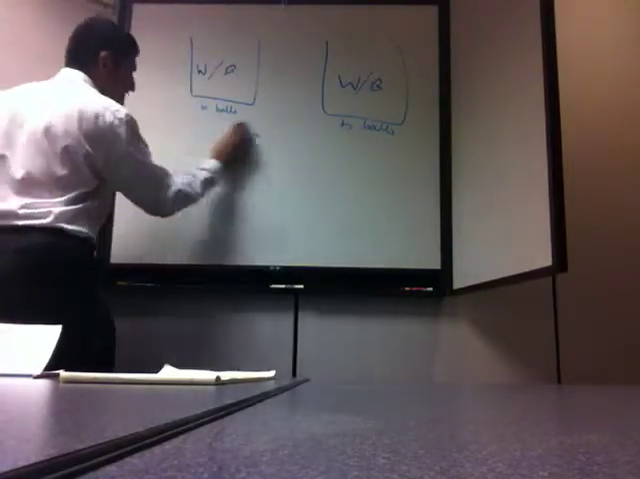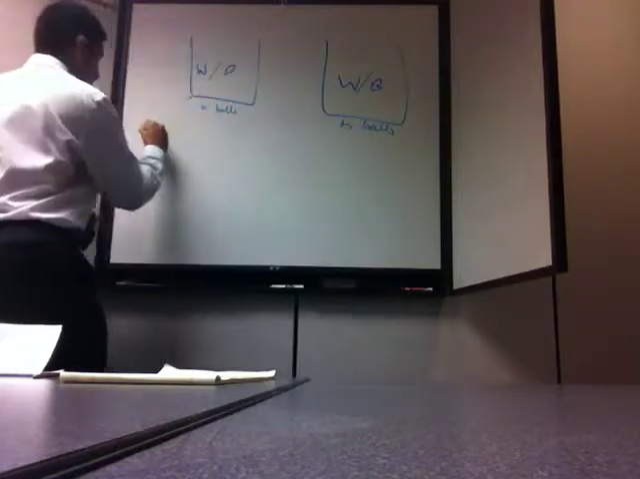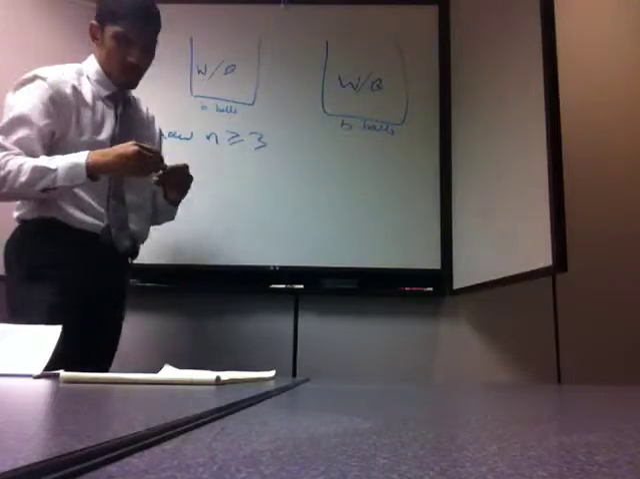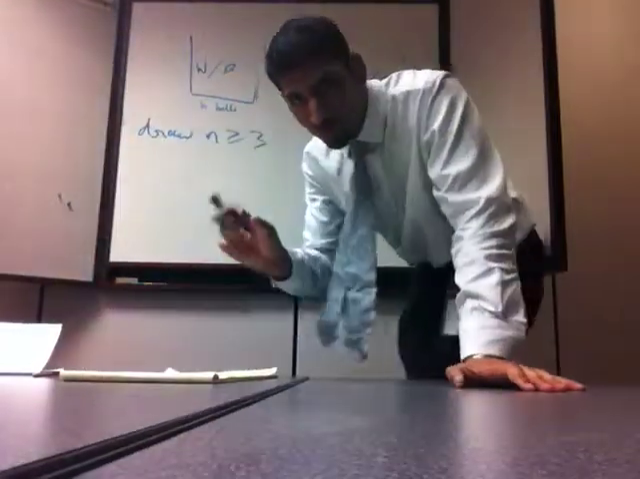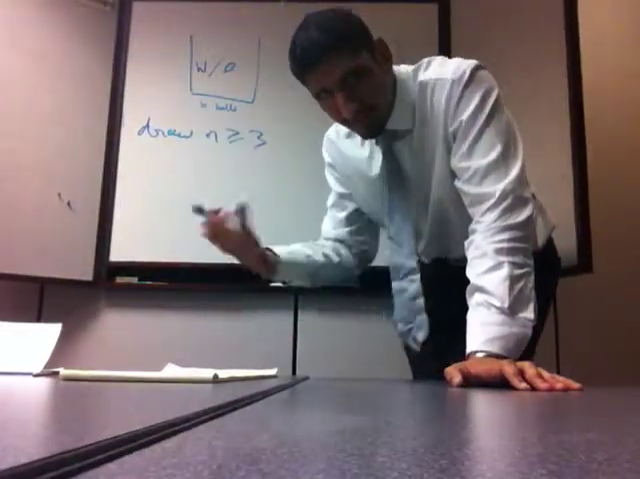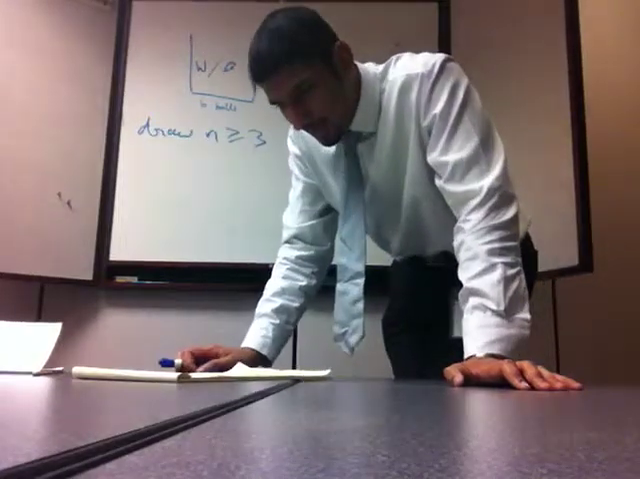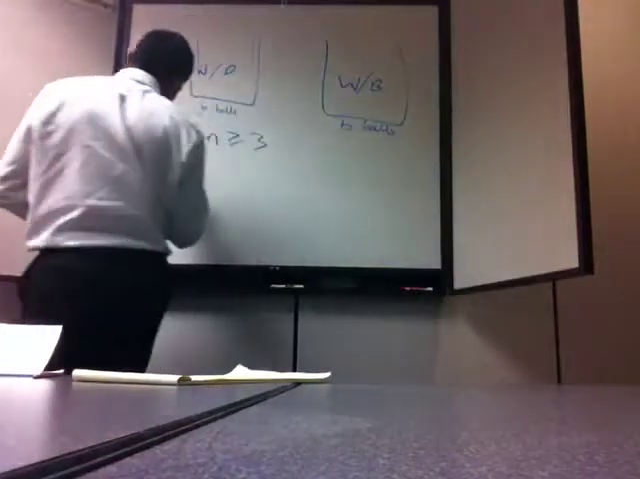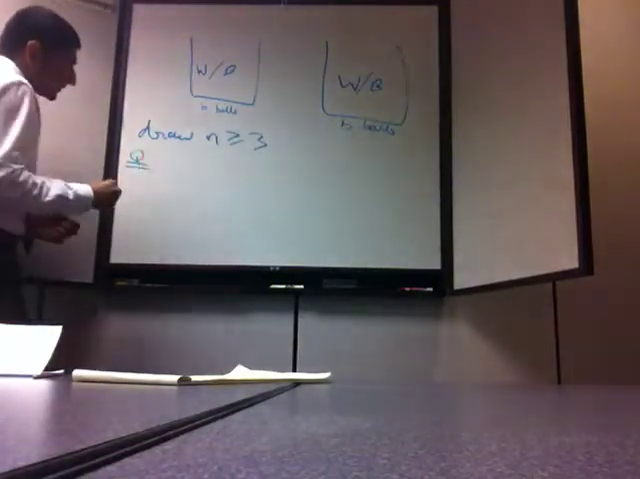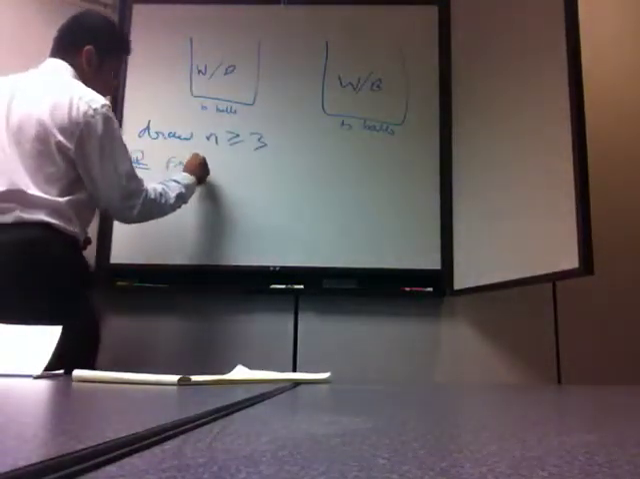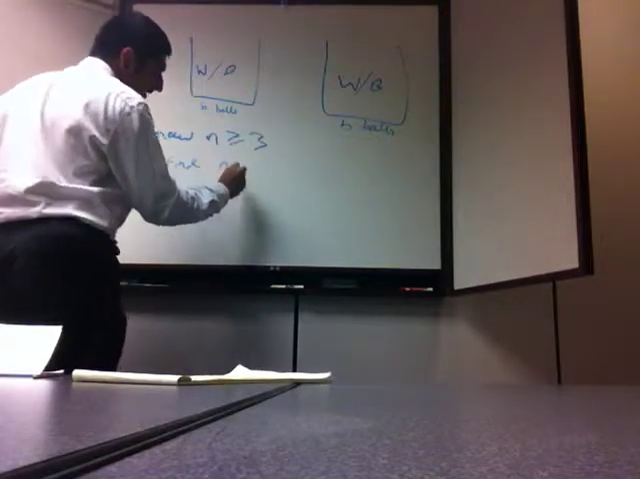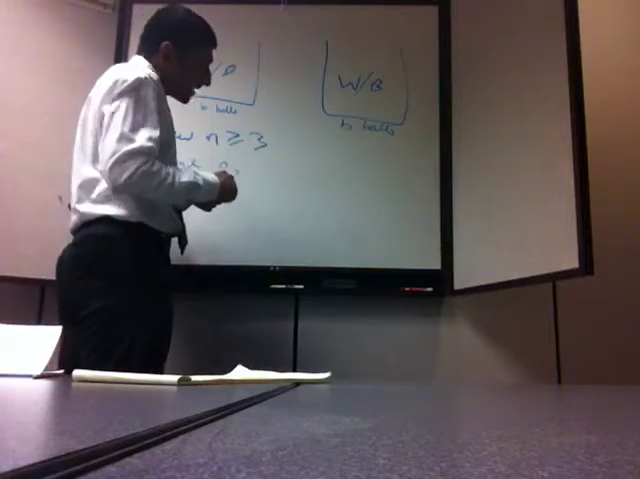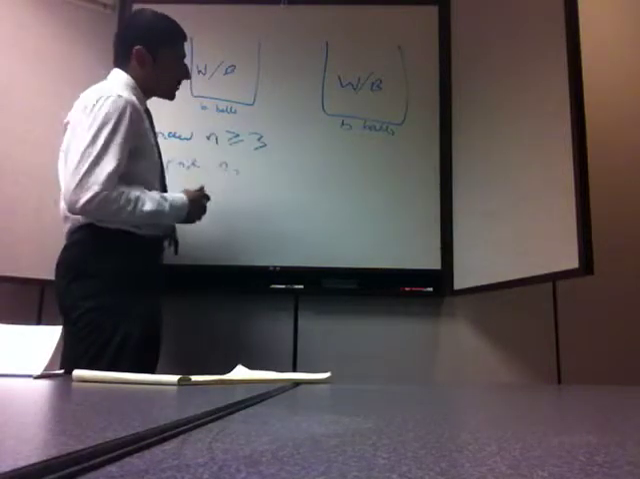Actually, let me just say: draw n greater than 3 balls from each urn with replacement. In other words, we draw the ball, replace it, draw again, replace, draw again, replace from each urn. We do that 3 times for each urn. And the question is to find n and the composition of the two urns. There may be many answers to this, but find n and some composition of the two urns.